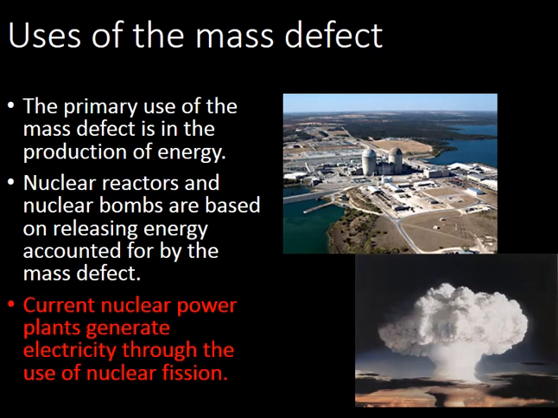Now, you need to know that the bomb on the bottom is actually a fusion reaction, and it is much more powerful. It generates much more power and energy than the nuclear reactor plant at the top, which is based on a fission reaction. Nuclear power plants generate electricity through nuclear fission.